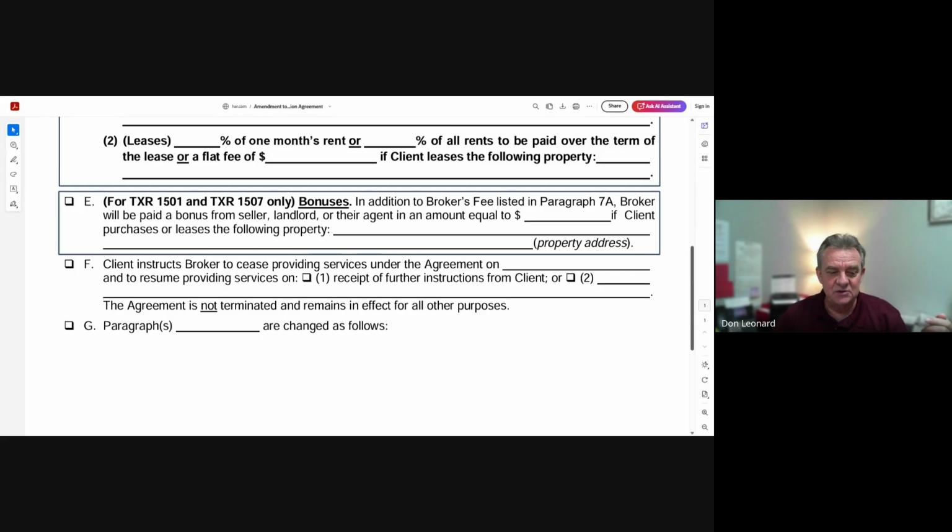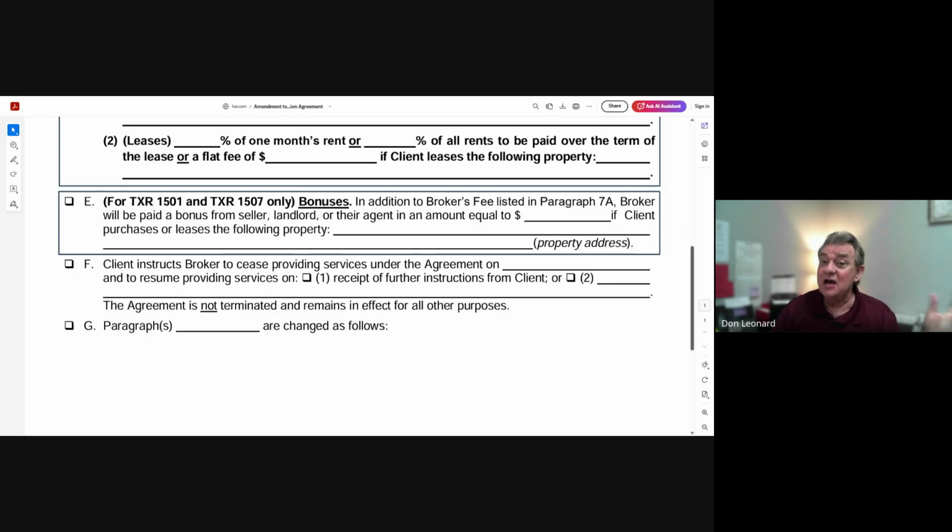And one of the things that used to be there is what you see in F, where the client instructs the broker to cease providing services under this agreement on a certain date and to resume providing services on either receipt of further instructions from the client or as of some certain date. So I've got this buyer representation agreement. Buyer's getting ready to go on sabbatical for a month. Rather than terminating it and then coming back and creating it later, we can do what we call a withdrawal. That's what this is. This would be withdrawing the buyer representation agreement for now.